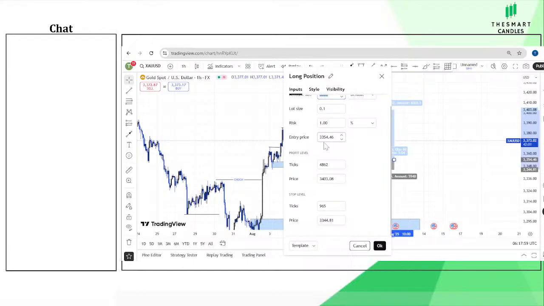So our entry is at 3354.46. Our stop loss is at 3344.81. Then our take profit is 3403.08. So that's our coordinate.